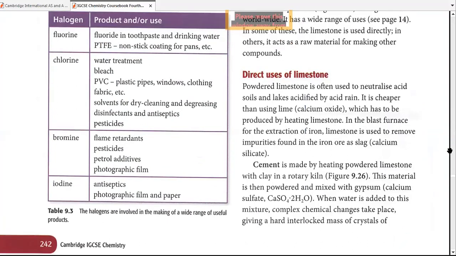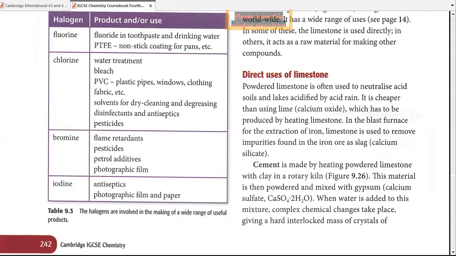Now, let me tell you, cement is also made from limestone. It is made by heating powdered limestone with clay in a rotary kiln. You must ask me what a rotary kiln is. So right after I read a couple of lines more, we're going to move on to the next page, and I'm going to show you the figure of a rotary kiln.